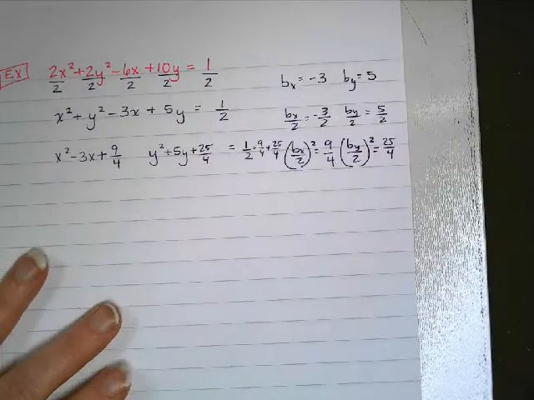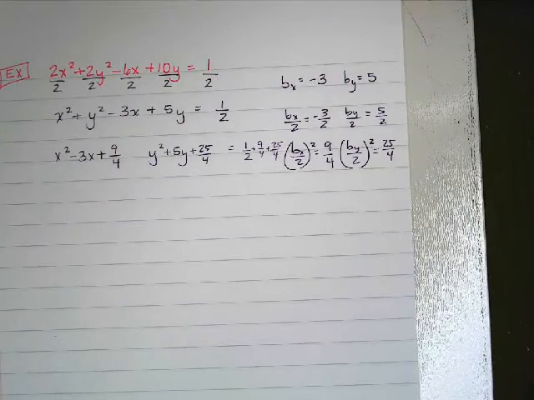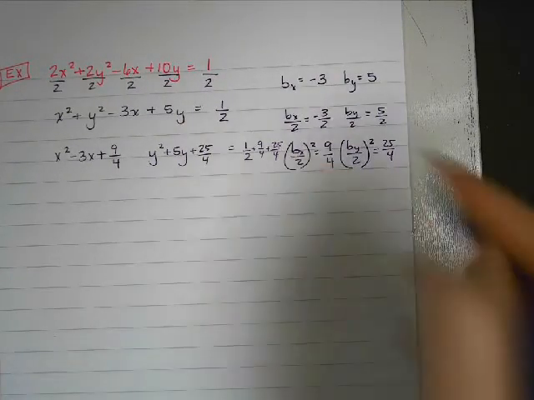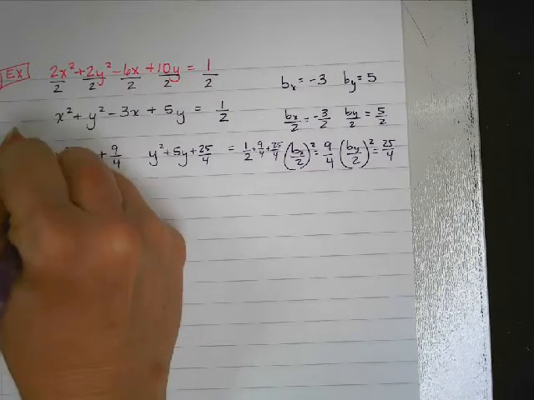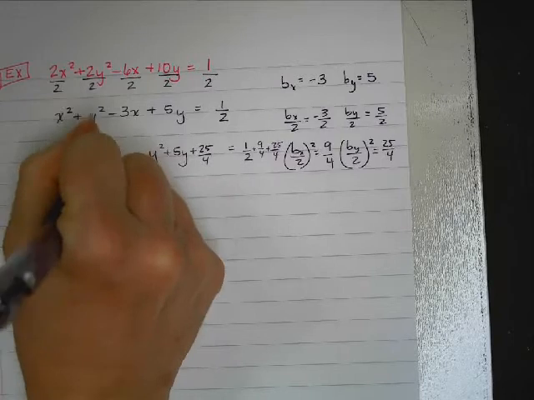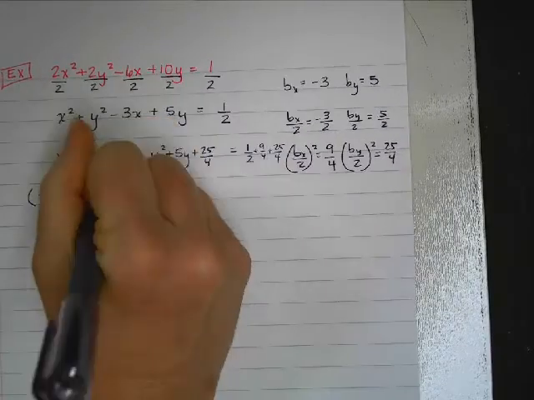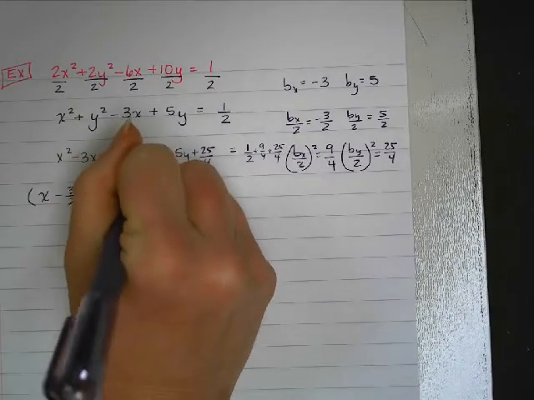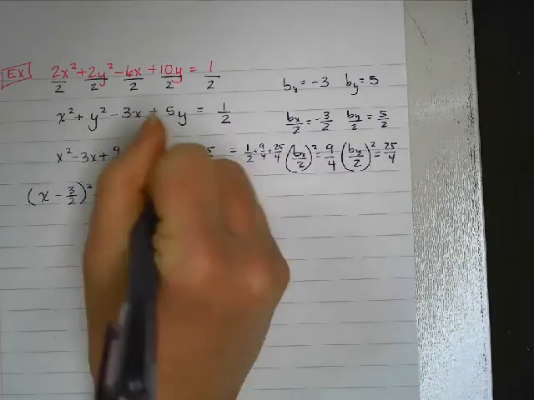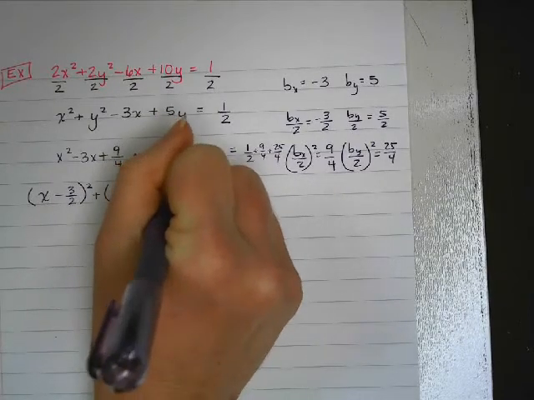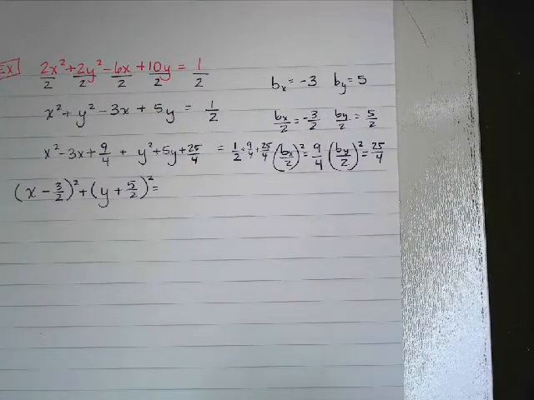All right. So now, remember, you don't really have to factor it. You just look at that step where you halved everything. So x minus 3/2 squared, y plus 5/2 squared equals, well, I need a common denominator.